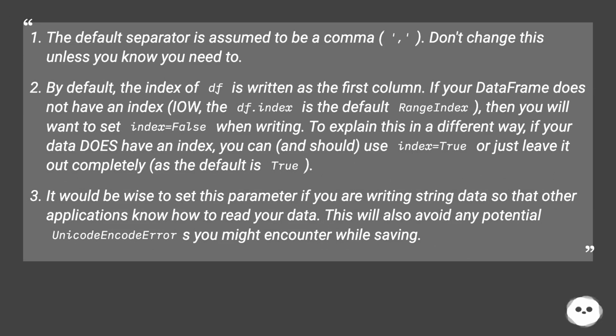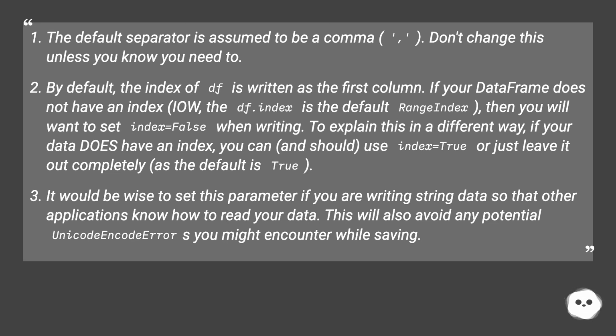Footnotes. The default separator is assumed to be a comma. Don't change this unless you know you need to. Dot by default. The index of df is written as the first column. If your DataFrame does not have an index, the df.index is the default range index, then you will want to set index equals false when writing. To explain this in a different way, if your data does have an index, you can, and should, use index equals true or just leave it out completely, as the default is true.